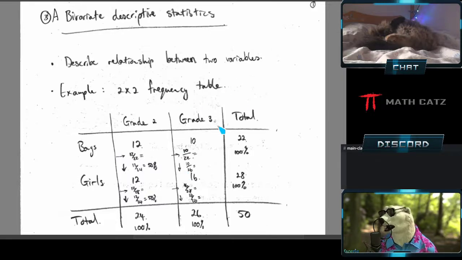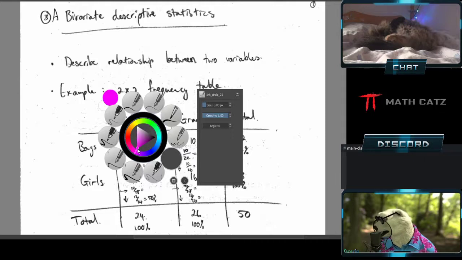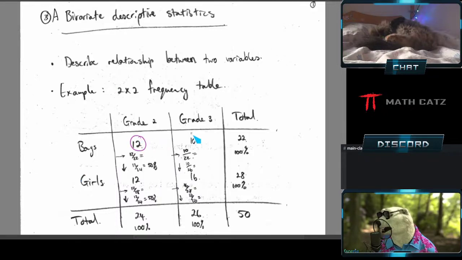These 2x2 frequency tables are so pretty. So here, let me pick a color. Maybe purple. So here's my original four numbers. And because I have two variables, they sort of have overlap in different ways. There are 12 girls in grade 2, 16 girls in grade 3, and those are our numbers.